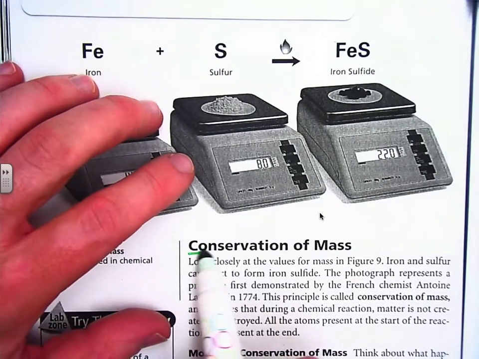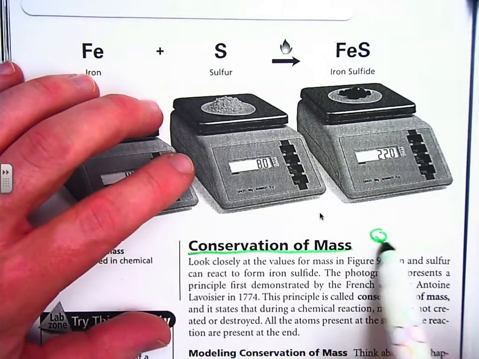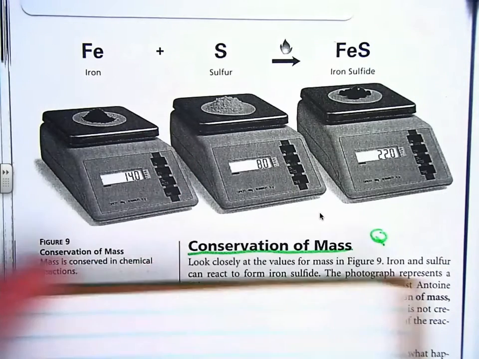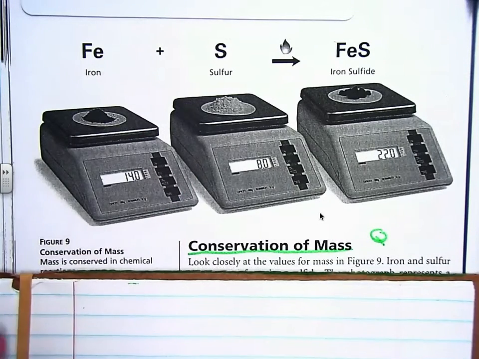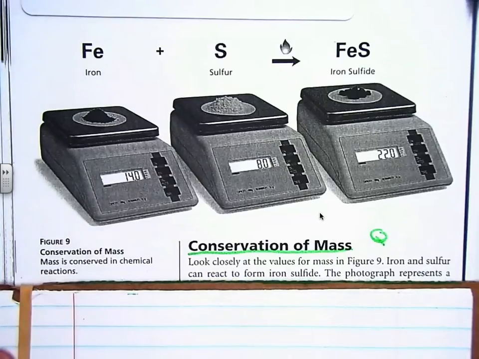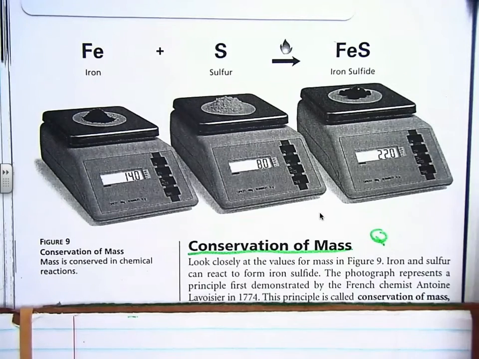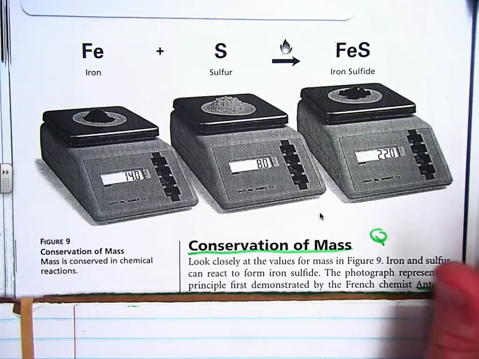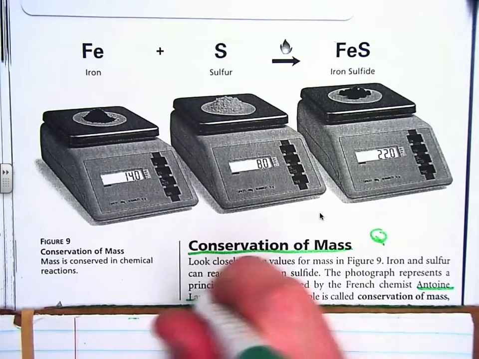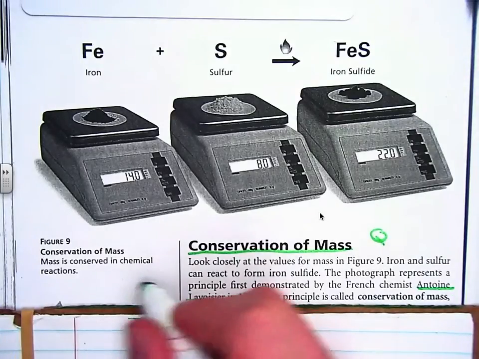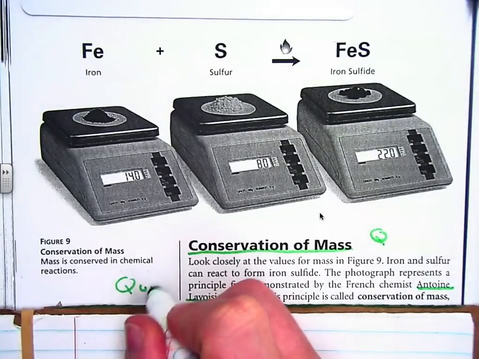Another very important concept. Maybe even a great quiz question. Look closely at the values for the masses in figure 9. We just did that. Iron and sulfur can react to form iron sulfide. The photograph represents a principle first demonstrated by French chemist Antoine Lavoisier, in 1774. Woohoo! That guy was awesome. That looks like a good quiz question. Oh, I love it. All right.